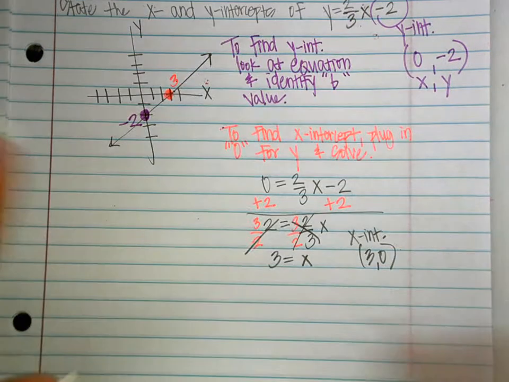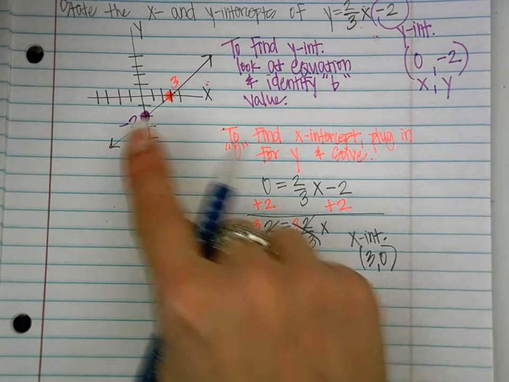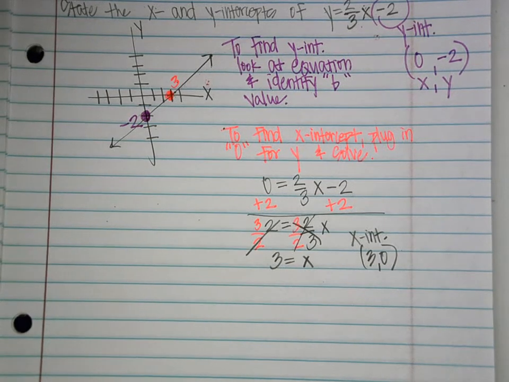Okay, we're going to practice a bunch more. But graphing using intercepts means we find 2 points and then graph. Okay, find 2 points and then graph.